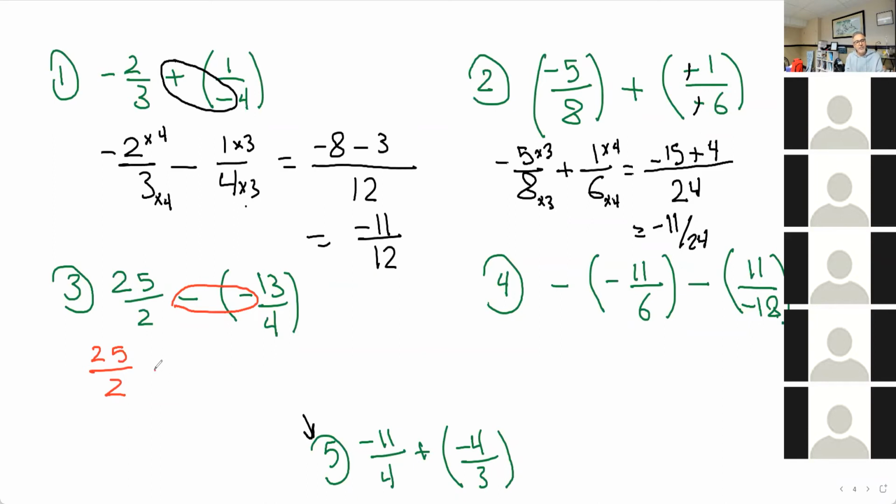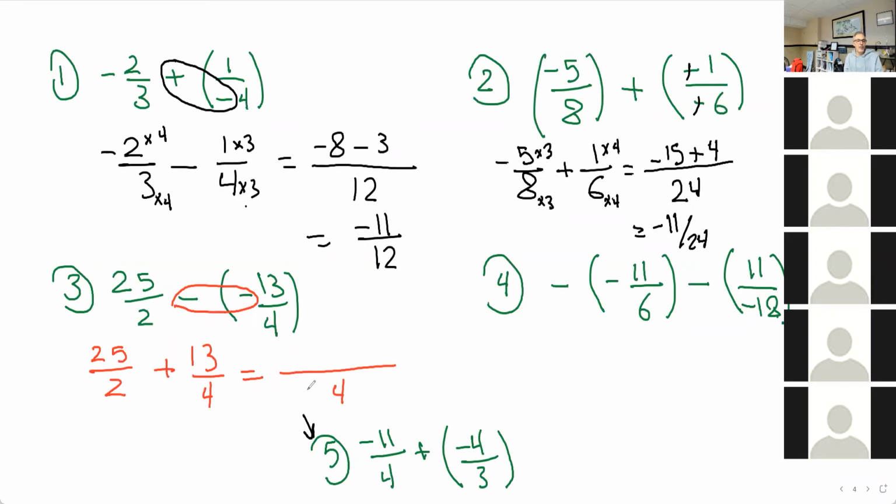Okay, so negative and negative is plus. So this becomes 25 over 2 plus 3 over 4. For the common denominator, you go to the biggest number and you see if the other number on the bottom goes into it. Yes, 2 goes into the 4. So 4 is my lowest common denominator, or my least common denominator.